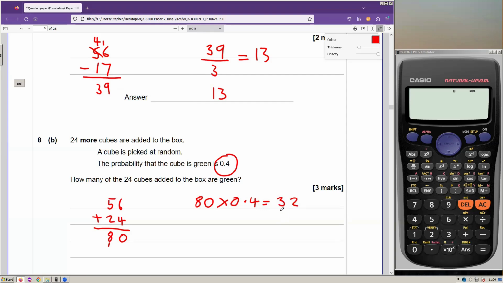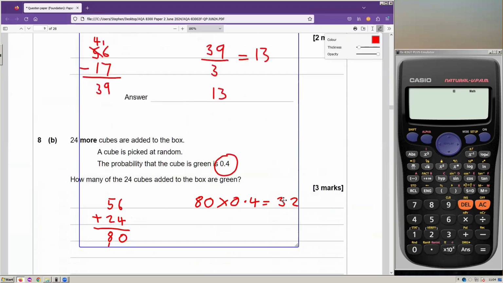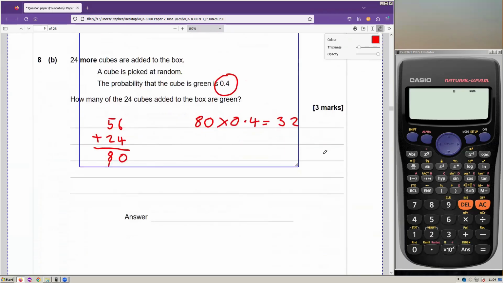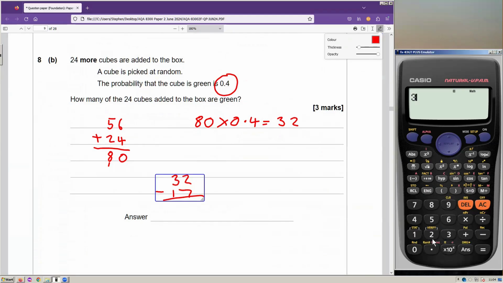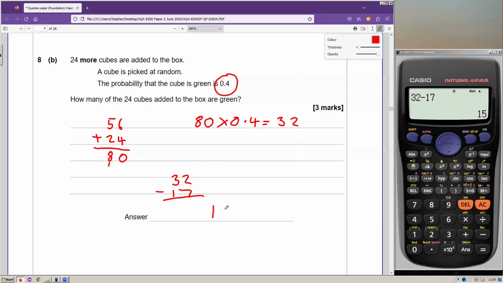And originally we had how many? 17. So if we take 32 minus the 17, I'm going to use the calculator just to show that we can use it. 32 minus 17. 15. Our answer is 15. So an extra 15 green cubes were added to the box.